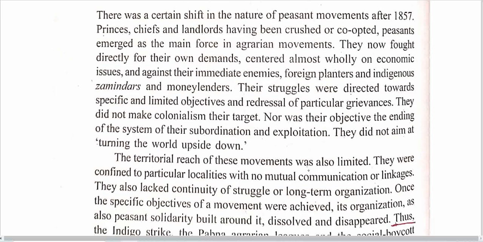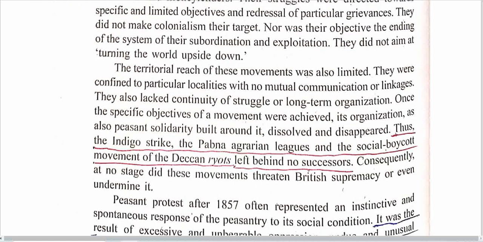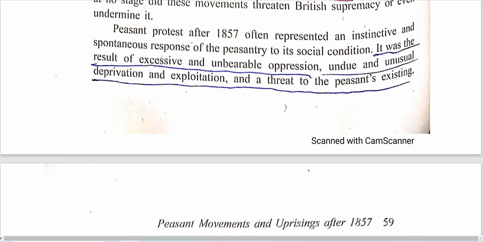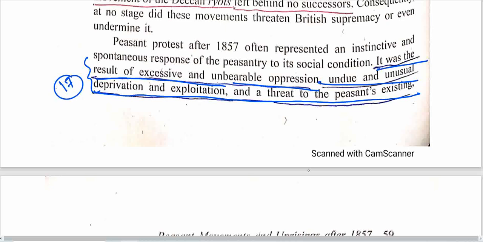There was a certain shift of the message. These lines are not so much important. Thus, the Indigo Revolt, Pabna Agrarian League, and the social boycott movements of the Deccan left behind no successors. It was the result of excessive and unbearable oppression, unusual deprivation and exploitation, and a threat to their existing position. This line can be used as an intro. I think rather than intro, this line can be used as a conclusion of the main answer writing, which will definitely give a jump to get very good marks in the examination. So that's why I will add this point in my notes so that I can remember it and write it while main answer writing. This will be the 17th point.